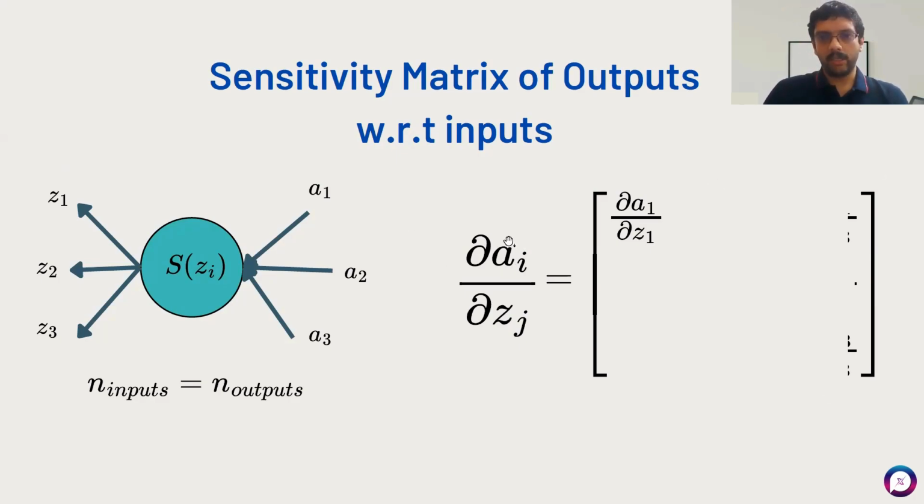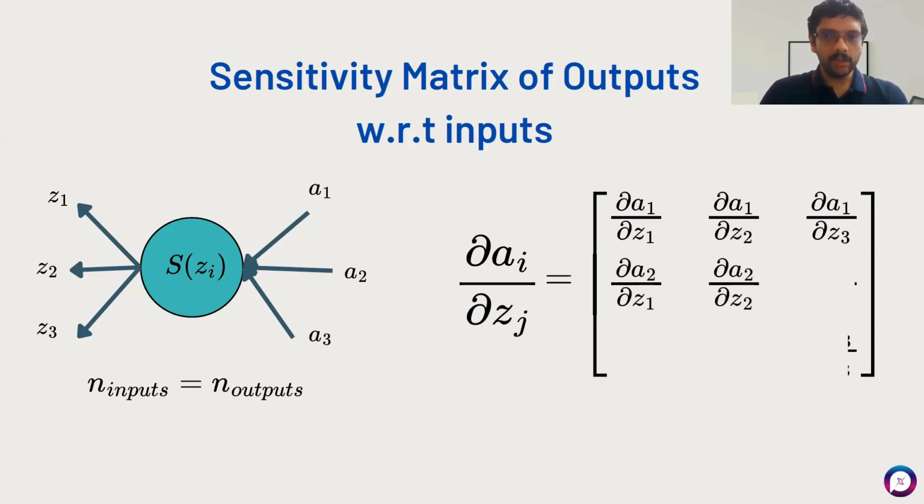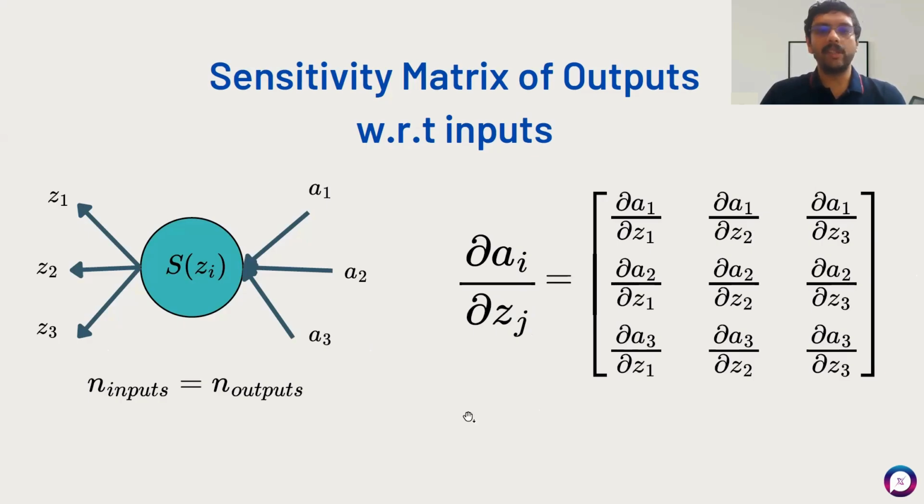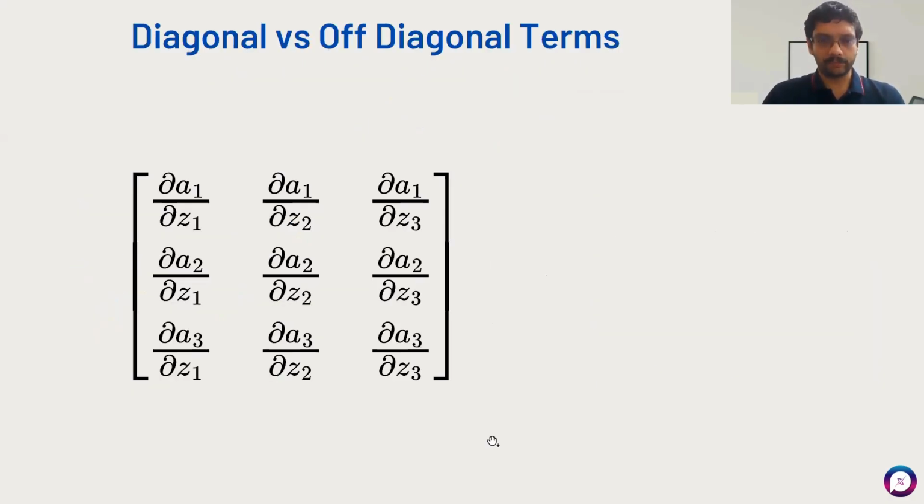And so the partial, or the derivative, of the output Ai with respect to the input Zj is what we need, which is a matrix. So derivative of A1 with respect to Z1, derivative of A1 with respect to Z2, A1 with respect to Z3, A2 with respect to Z1, A2 with respect to Z2, A2 with respect to Z3. Then, of course, A3 with respect to Z1, A3 with respect to Z2, and A3 with respect to Z3. So I'm assuming in this case there are three inputs. If you have 10, you would have a 10 by 10 matrix, and you would have the sensitivities, right, of each of the outputs with respect to each of these inputs.